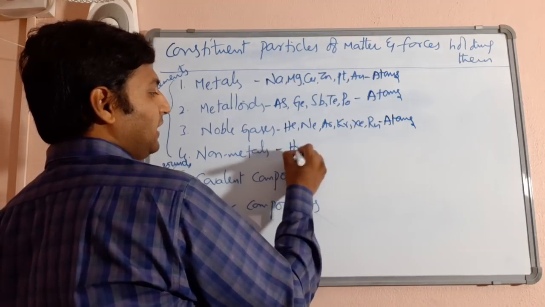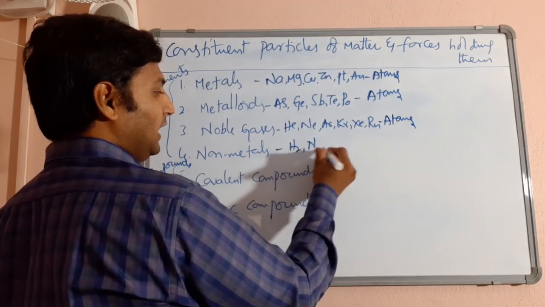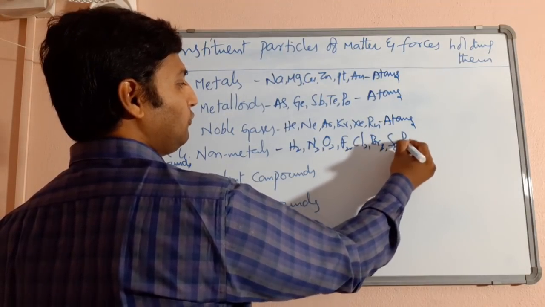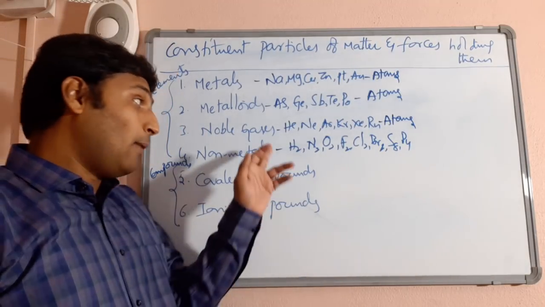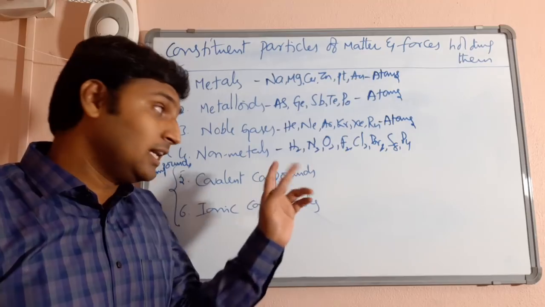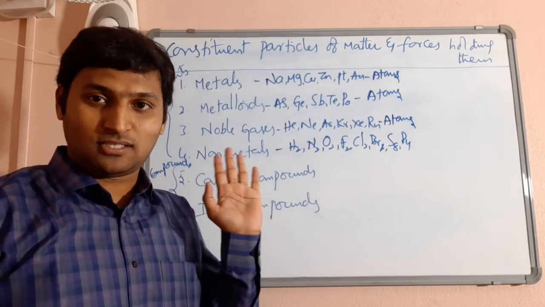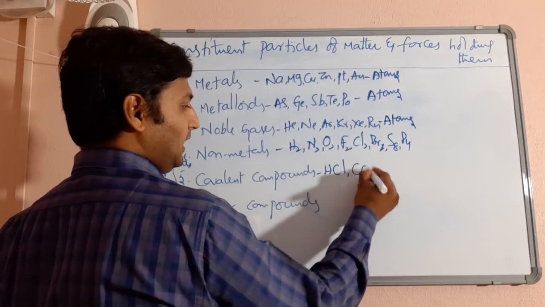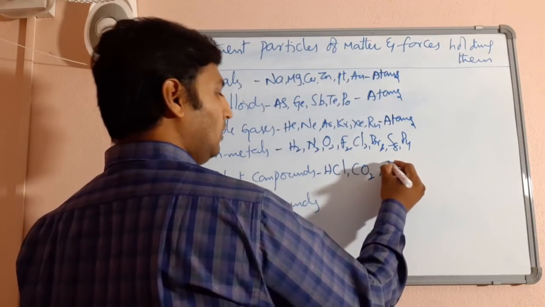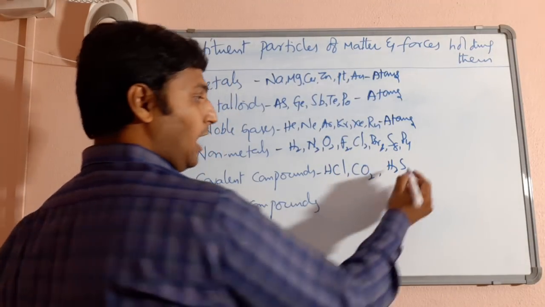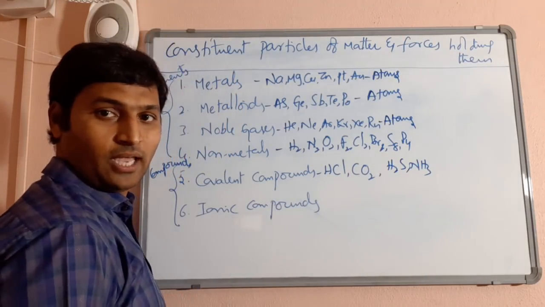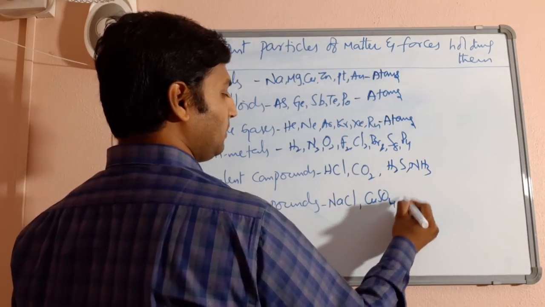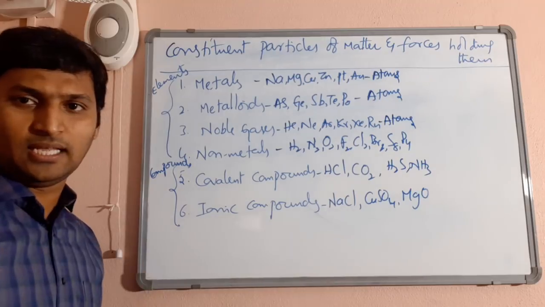Whereas non-metals, if I ask you to represent, you will represent them as hydrogen, nitrogen, oxygen, fluorine, chlorine, bromine, sulfur, phosphorus, etc. Now, how are you representing the elements called non-metals? You are representing them using molecules. Similarly, if I ask you to write covalent compounds, you will write HCl, carbon dioxide, hydrogen sulfide, ammonia, etc. If I ask you to represent ionic compounds, you will write sodium chloride, copper sulfate, magnesium oxide, etc. You know the list.